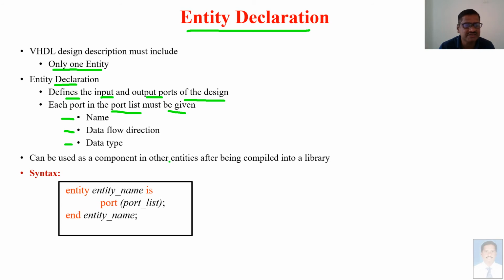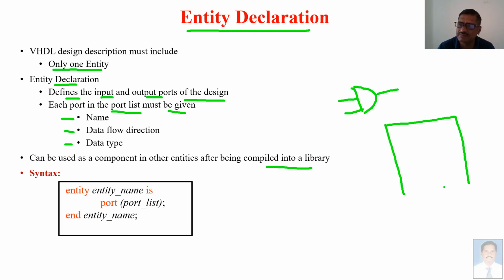And can be used as a component in other entities after being compiled into the library. Whenever it is compiled into the library, suppose we are using the AND gate. Whenever this AND gate is compiled into the library, then it can be used as a part of the bigger logic in another module. Means two AND gates we can use in this particular way.